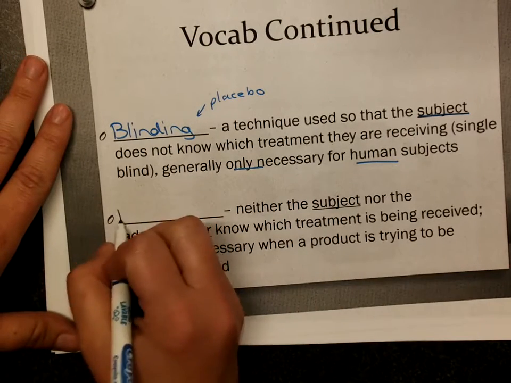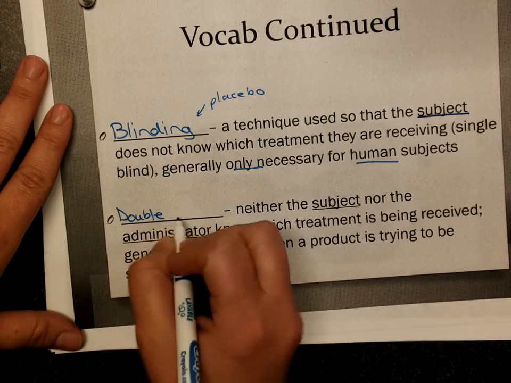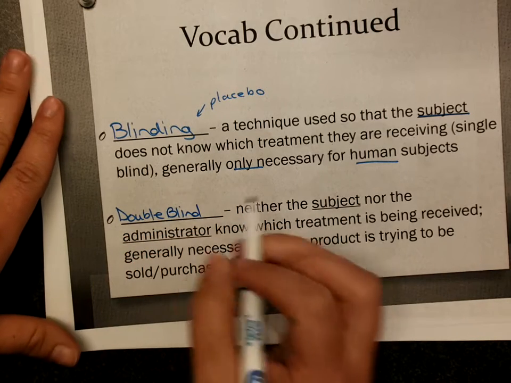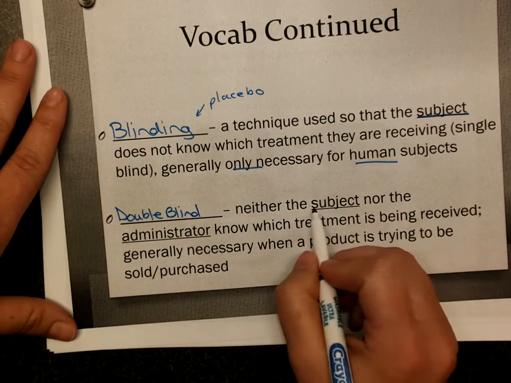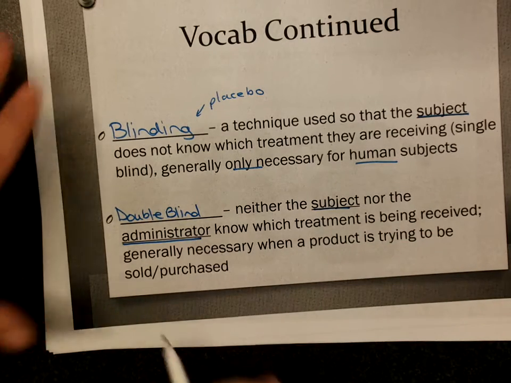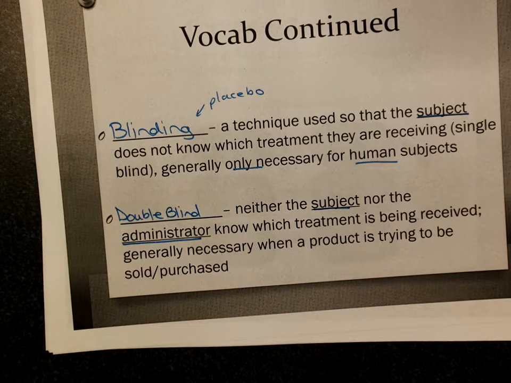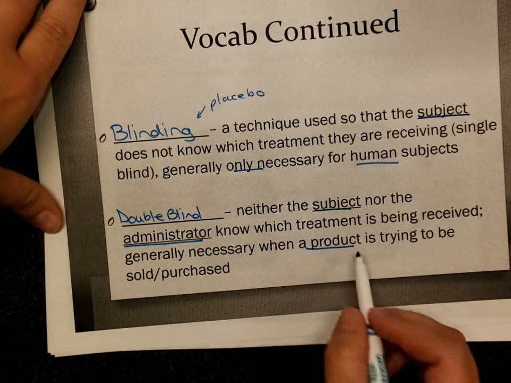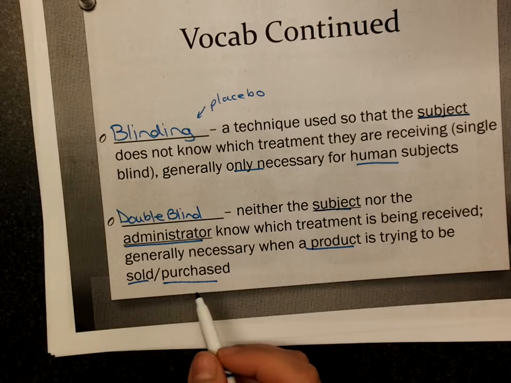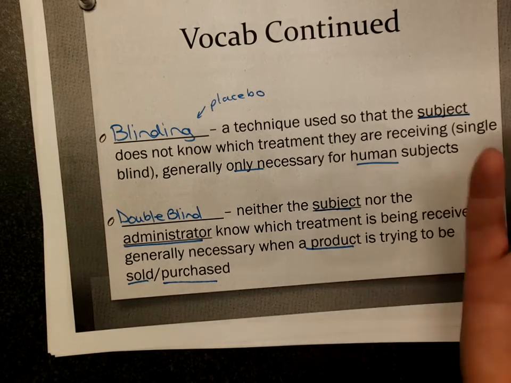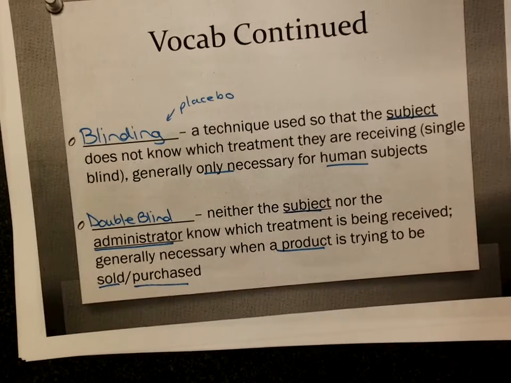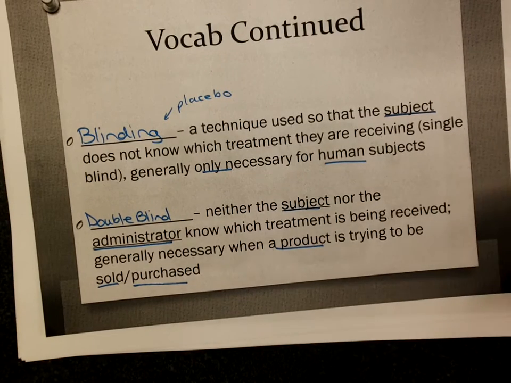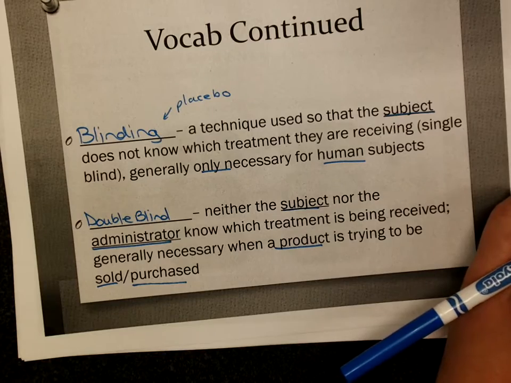And then you have something called double blind. Double blind is very important sometimes. This is when the subject or the administrator does not know which treatment is being received. It's generally necessary when a product is trying to be sold or purchased. So if a pharmaceutical company is trying to push their product on a doctor's office, it's important that no one knows who got what. A third party can know, but not someone who's trying to sell something or buy something. It's important for double blinding to be used.